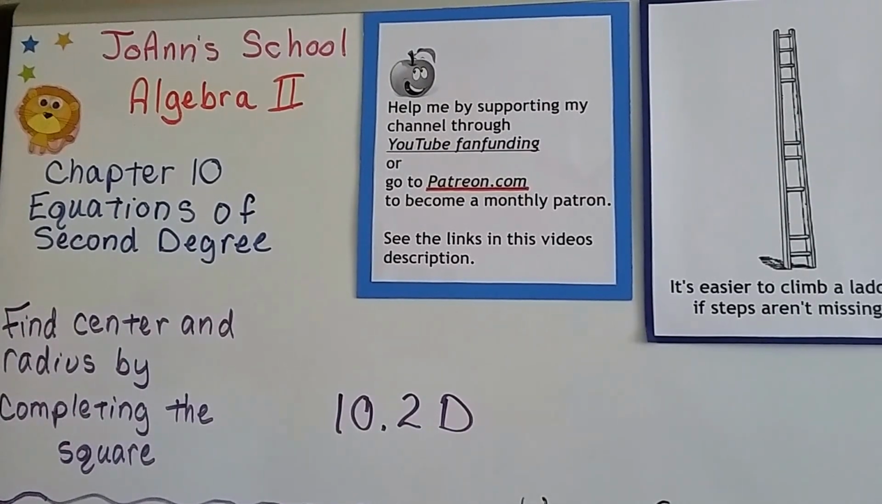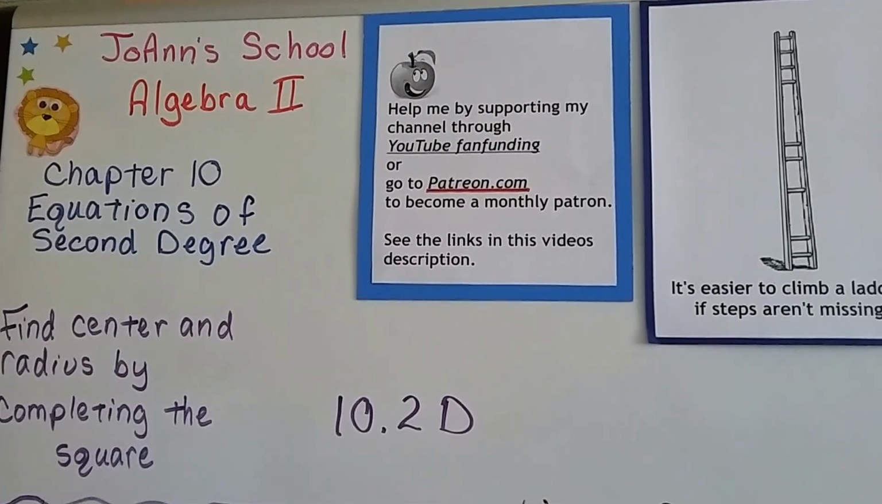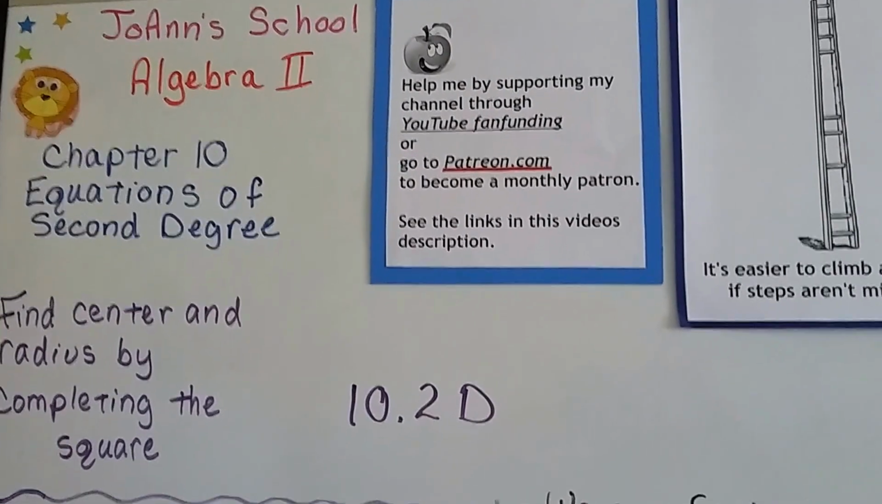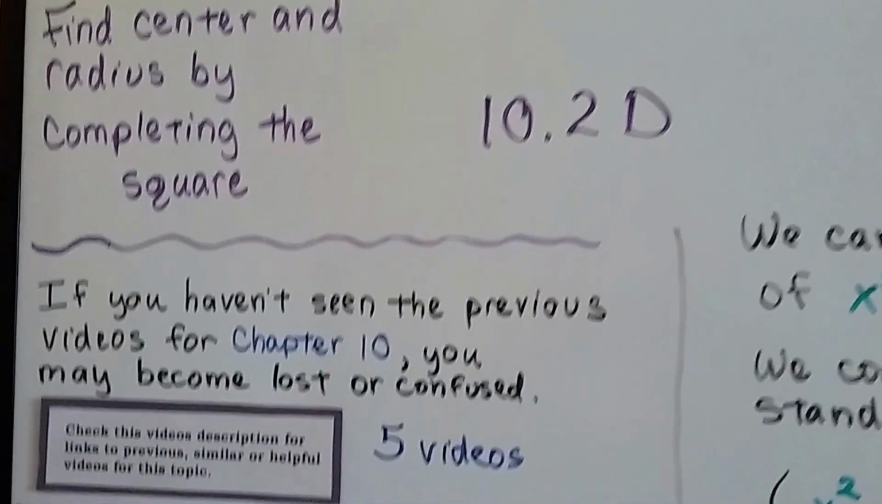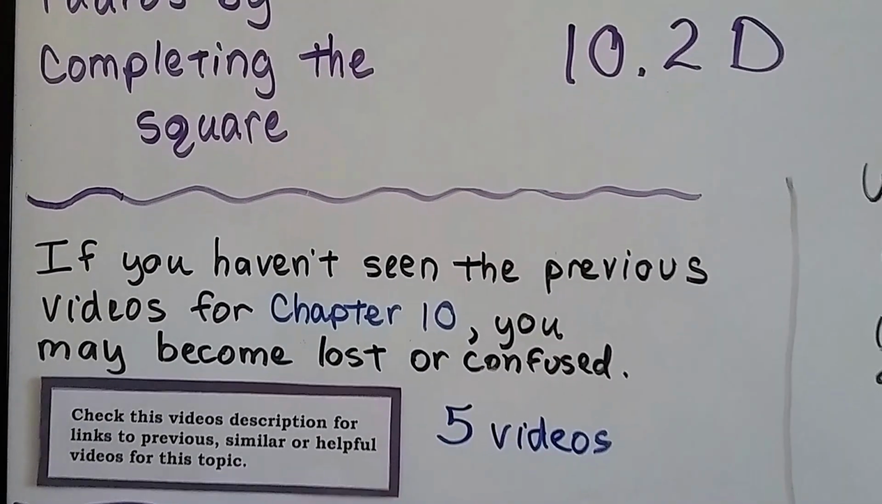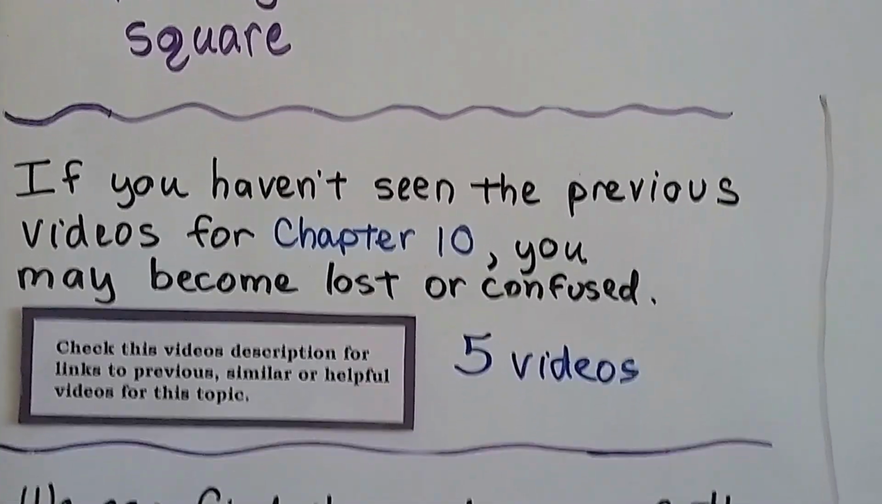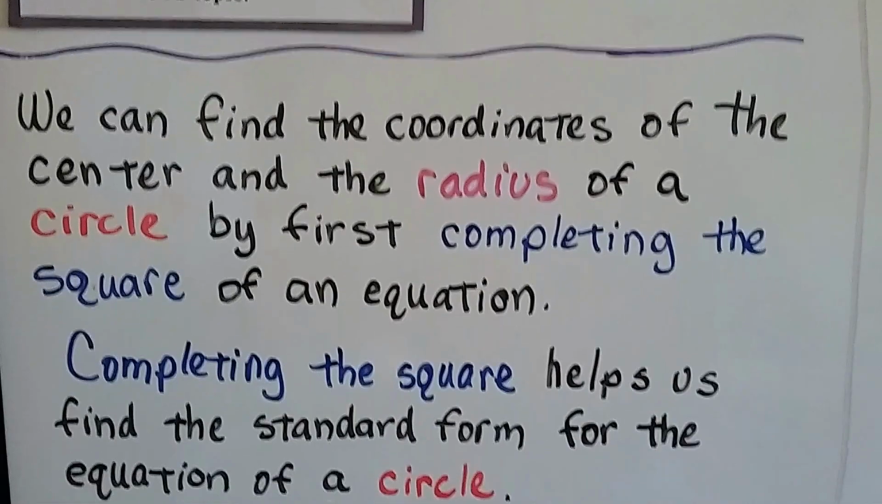We're in Algebra 2 at 10.2d now. We're going to find the center and radius by completing the square. We've got 5 previous videos for Chapter 10. If you become lost or confused, click this description and you'll see all the links to the previous videos.